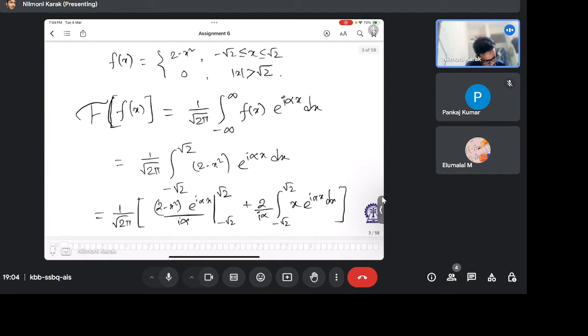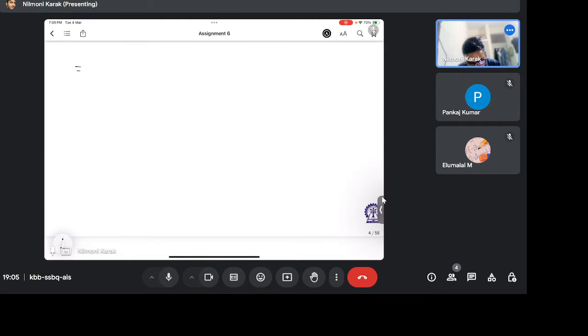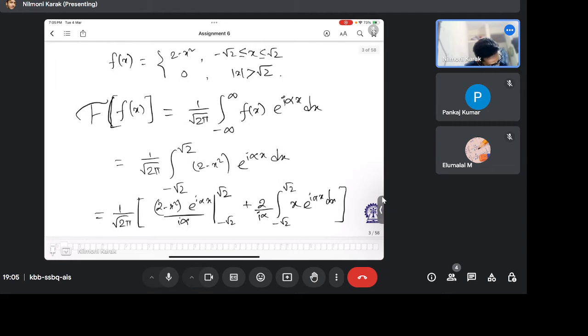Now, if you put root 2 and minus root 2 in this term, it will vanish, right? Root 2 squared is 2 and minus root 2 squared is 2. Then we have 1 by root 2 pi into 2 by i alpha, and you have to integrate x times e to the power i alpha x.